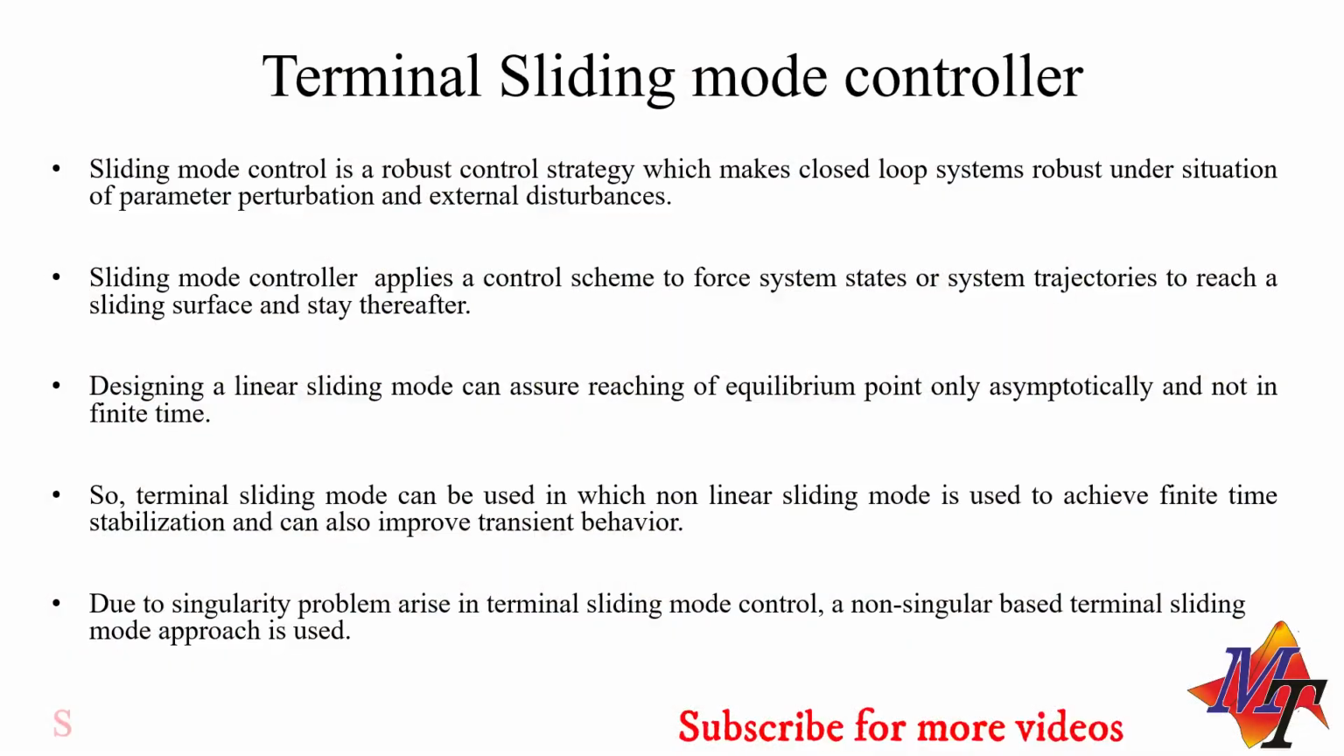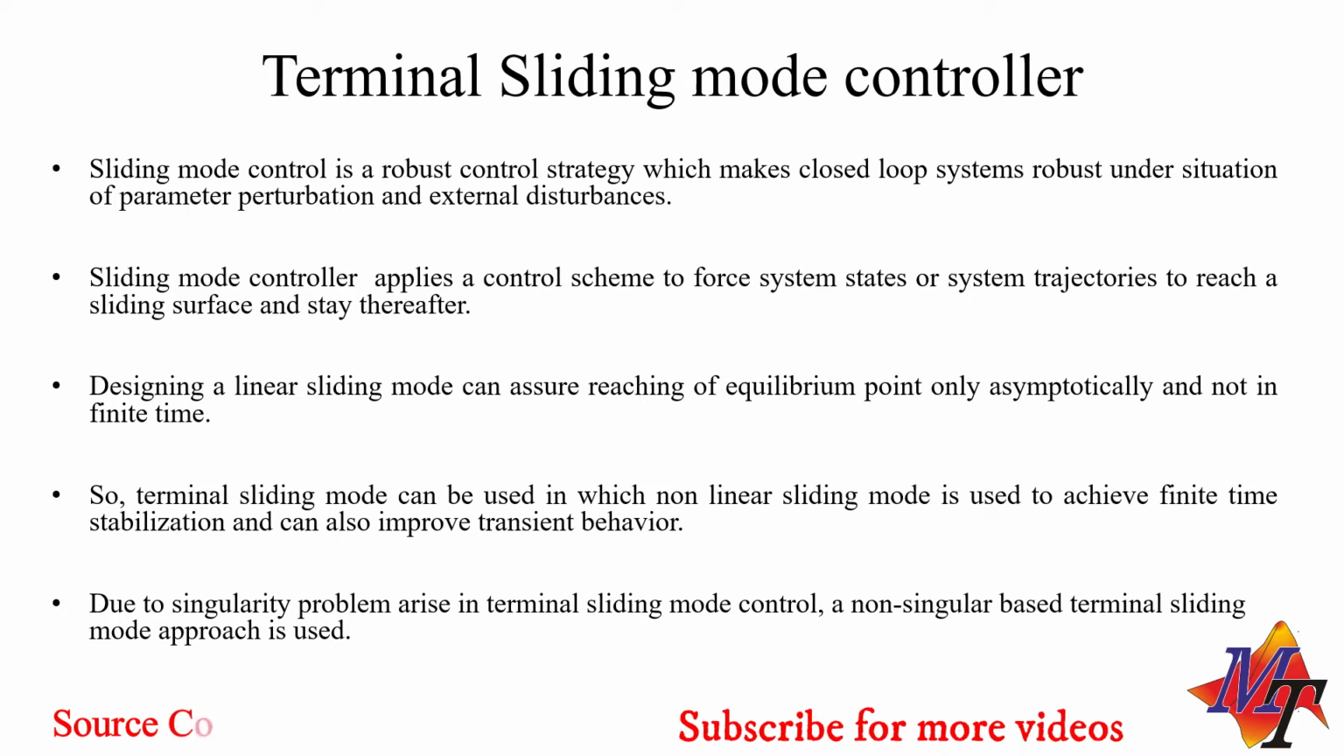In this video, we will talk about terminal sliding mode controller. We have already discussed a linear sliding mode control approach in our previous video. I'll just quickly recap what is sliding mode controller. It is a type of robust control strategy which makes sure any closed loop system is robust under any parameter changes or any external disturbances applied to the system. It means the control action is not affected, or it adjusts accordingly, when an external disturbance or any change in the internal system occurs.